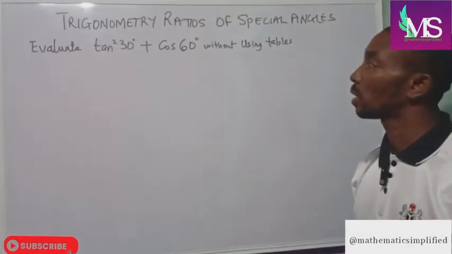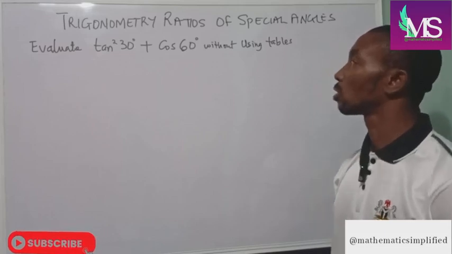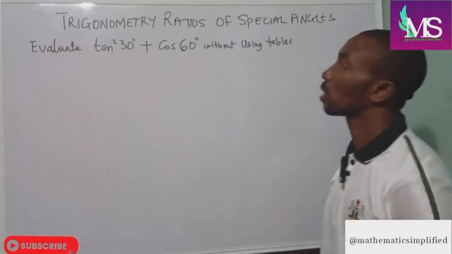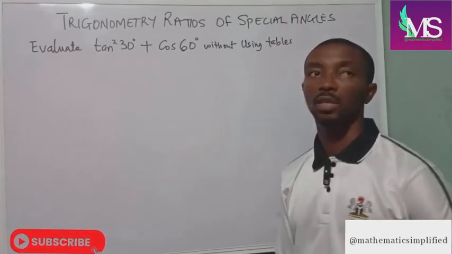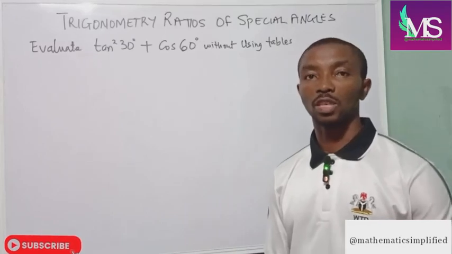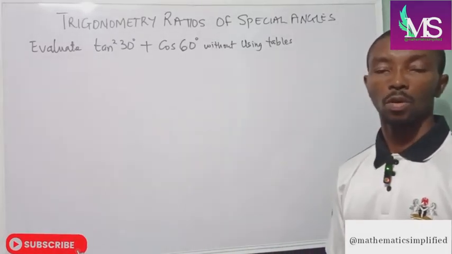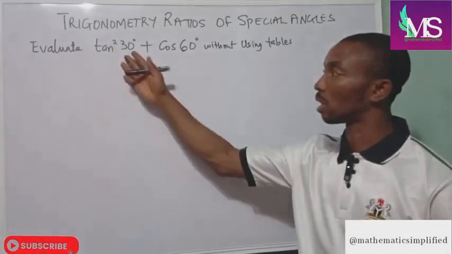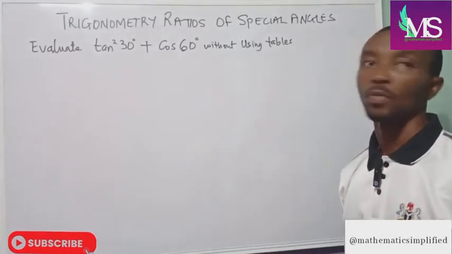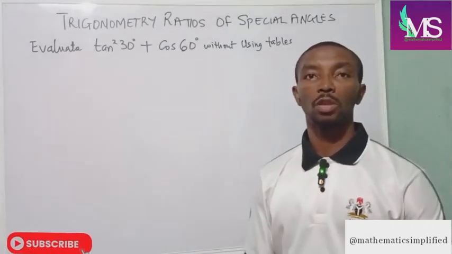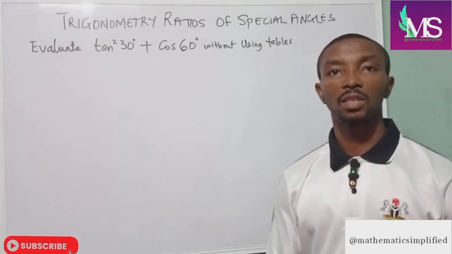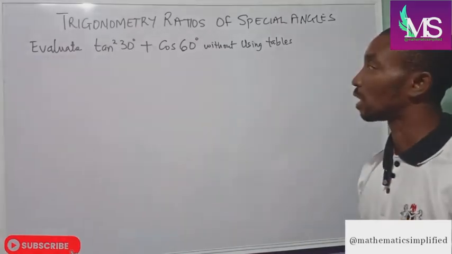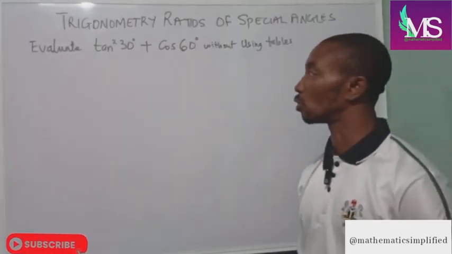Evaluate tan squared 30 plus cos 60 without using table. In order to calculate our tan 30 and our cos 60, we have to use a special angle from our equilateral triangle to calculate tan 30 and 60. For more videos on trigonometry, check out our playlist on trigonometry for better understanding on trigonometrical ratios.